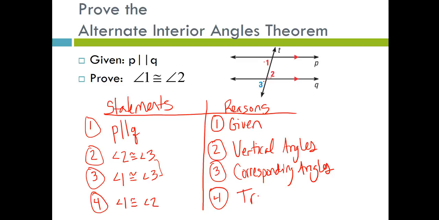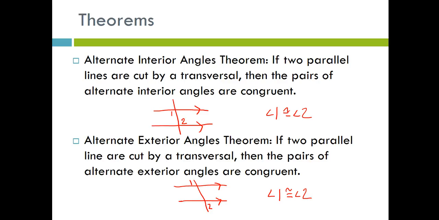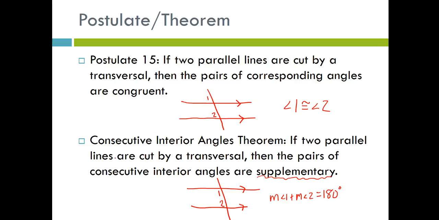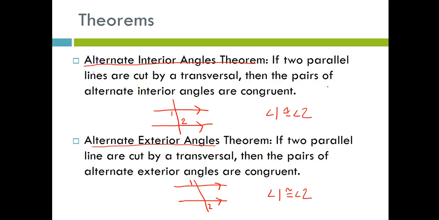And that would be the transitive property with lines 2 and 3. So the alternate interior angles theorem we could have used if we weren't trying to prove it: angle 1 and angle 2 are congruent because they're alternate interior angles. All of those theorems that we learned here, the alternate interior angles theorem, alternate exterior angles theorem, consecutive interior angles, and corresponding angles, you can use in a proof now.